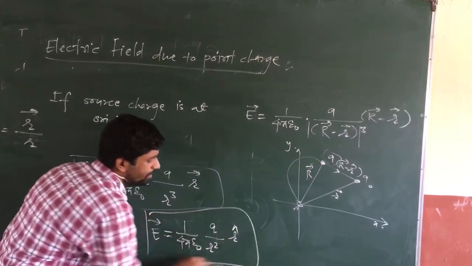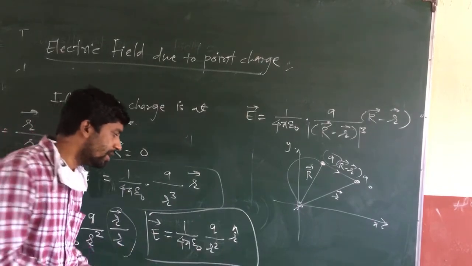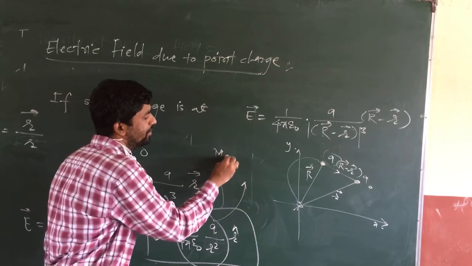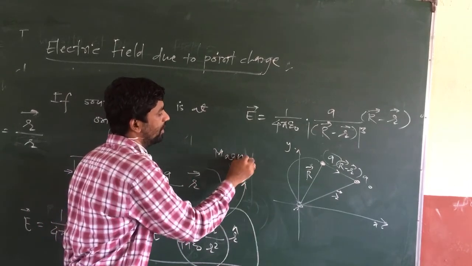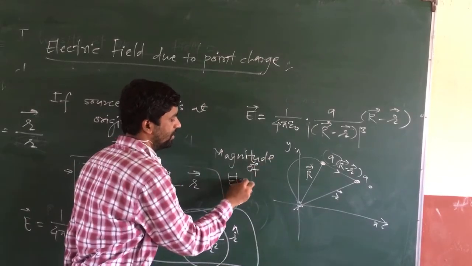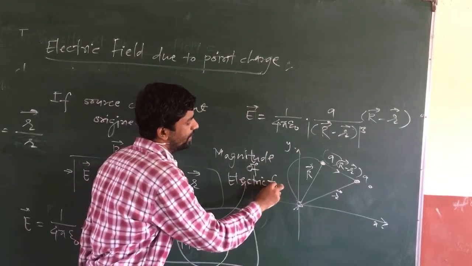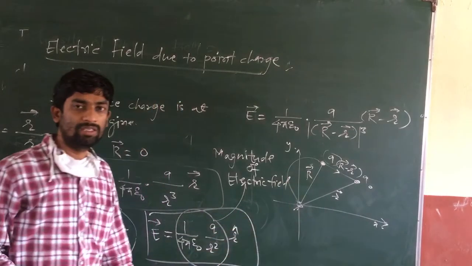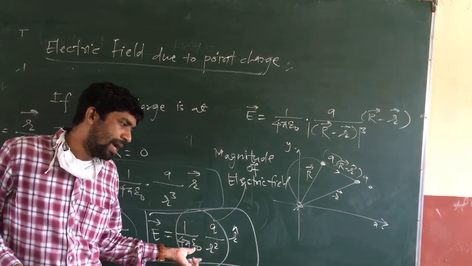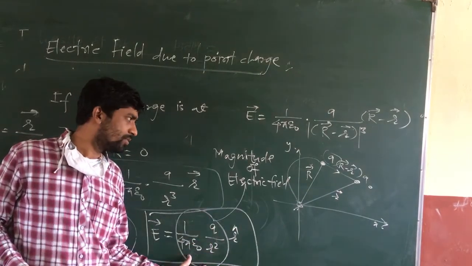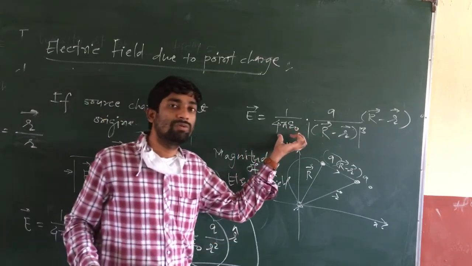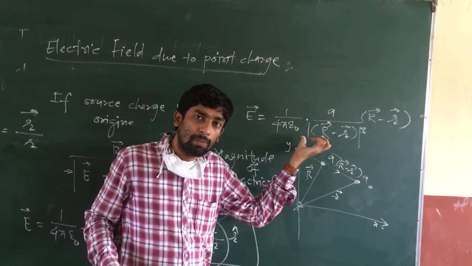This value is known as the magnitude of the electric field. And what is the magnitude of the unit vector? The magnitude of the unit vector is 1. So what is the magnitude of the electric field? 1 upon 4 pi epsilon naught, q divided by r square. This gives you the magnitude of the electric field. This equation gives you the electric field due to a point charge.